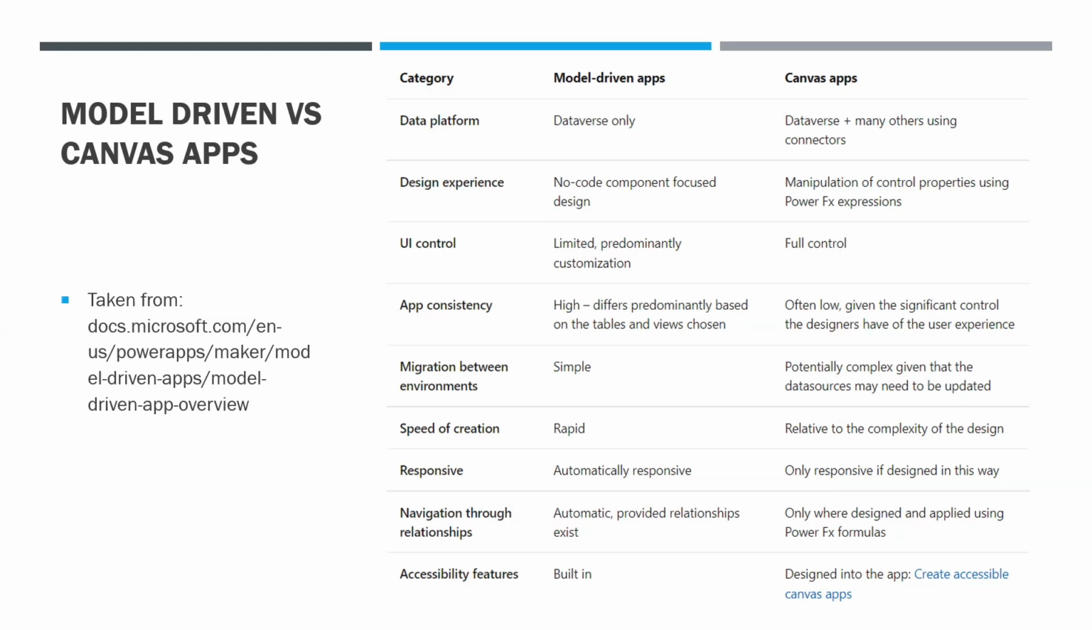Model-driven app migration between environments is simple. An environment is something that sits within a tenant. Within a customer tenant, there can be multiple environments, and the environment would be between tenants as well. In a model-driven app, it is relatively simple to migrate between environments, whereas in a Canvas app, once you move your app between environments or between tenants, you need to make sure that all the connectors and data sources are also updated.